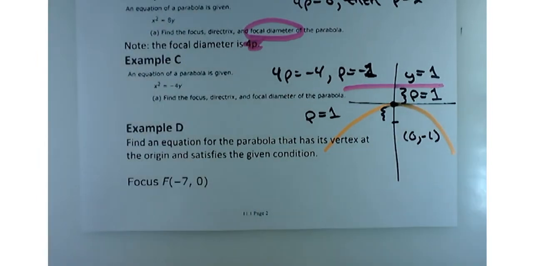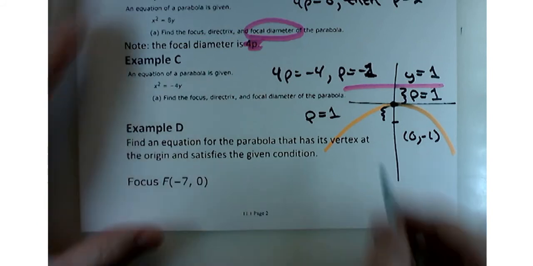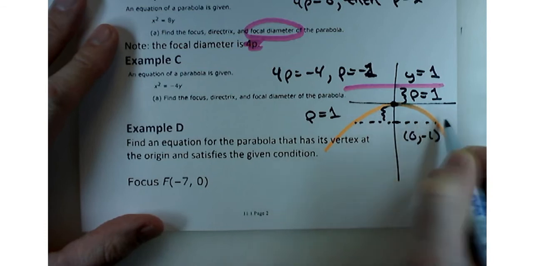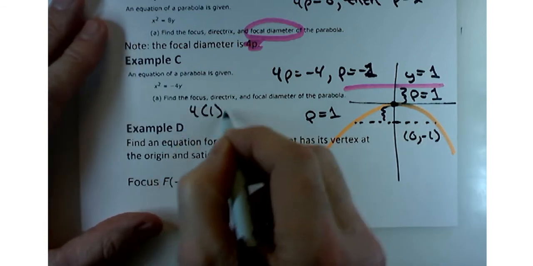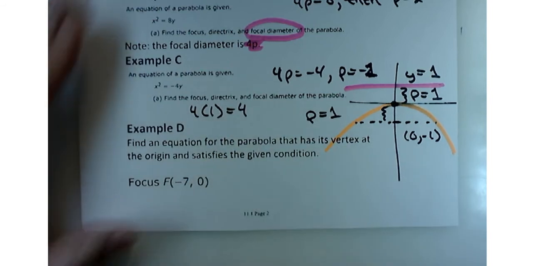Like that. And last but not least, they ask for the focal diameter. So the focal diameter is going to be 4 times 1, which is going to be 4. So nice.